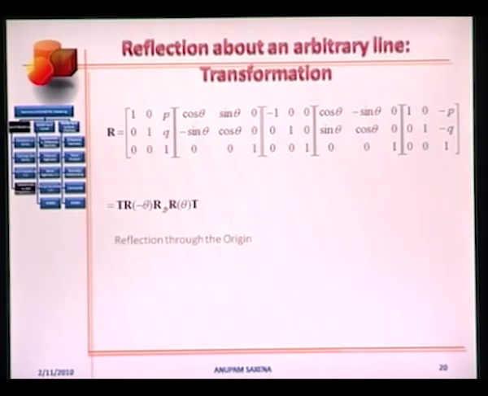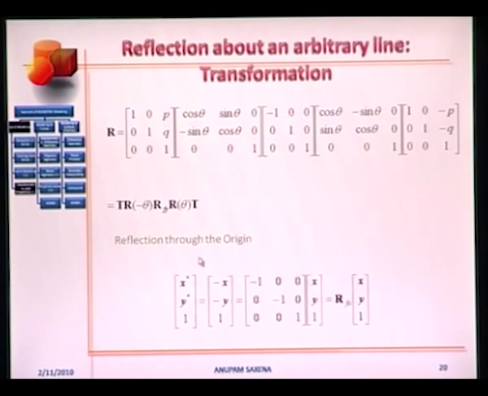One can as well think of reflecting a geometric entity through the origin. Both the abscissa and ordinates would change sign in this case. This transformation can be represented in the 3 by 3 matrix form as -1, 0, 0, 0, -1, 0, 0, 0, 1. In short, we call it reflection about the origin, R sub FO, operating on the original homogenized position vector of a point.